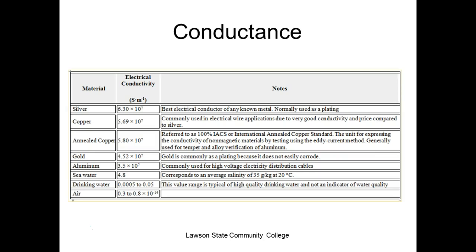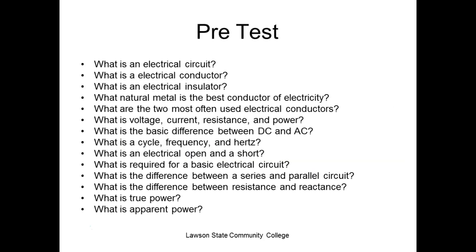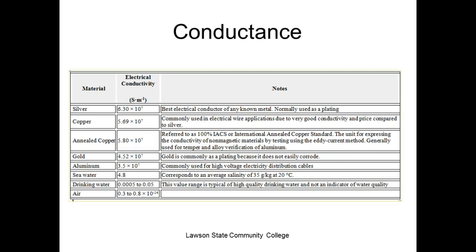So most people, when you say what's the best conductor of electricity, just about everybody says gold, but that's not true. Anybody know what the best conductor of electricity is? Silver is the best conductor of electricity, followed by copper, followed by gold, followed by aluminum. Now, of all these, which one do we use most often? Copper and aluminum. These are the two metals we use. We use silver for plating.